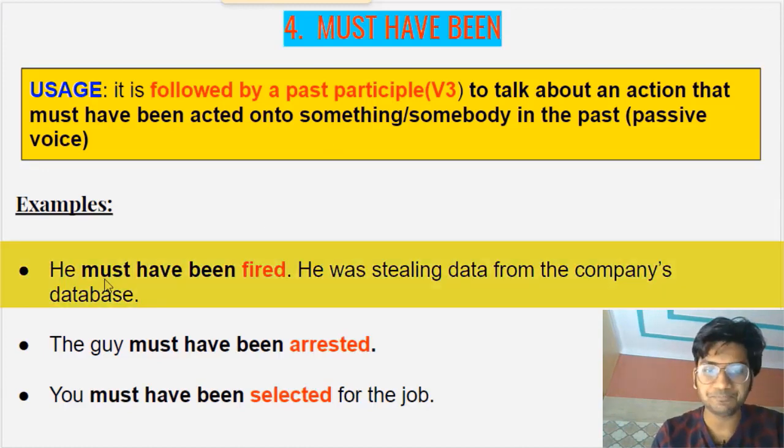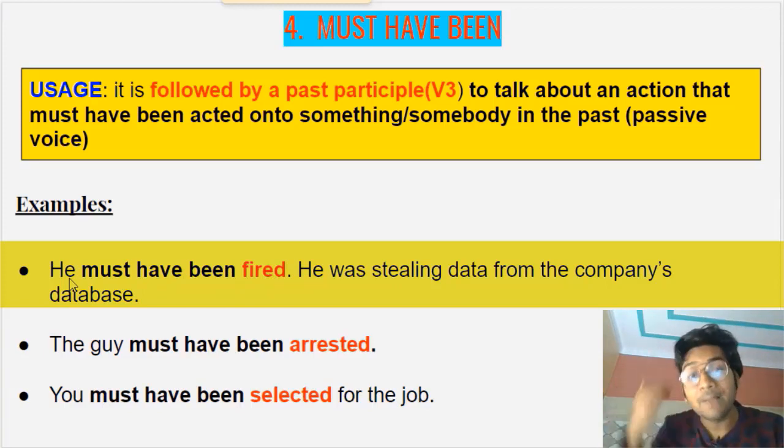Look at the examples. He must have been fired. He was stealing data from the company's database. He must have been fired. This action must have happened onto this guy. Now he's not firing himself. Somebody else must have done it. So this is a passive form of must have plus V3.